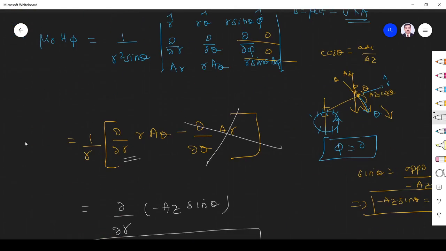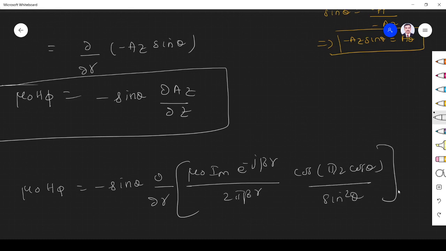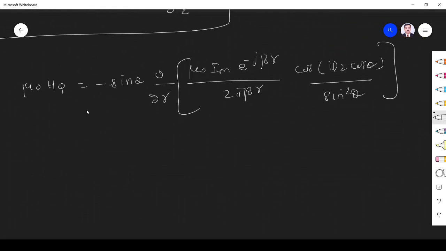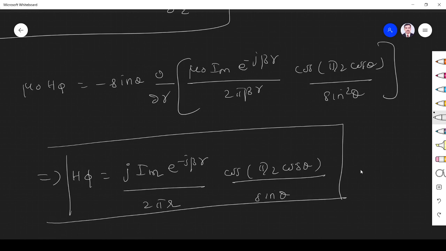Okay, A_z is equal to, I substitute, μ0 Im e^(-jβr) divided by 2πβr, cos(π/2 cos theta) divided by sin² theta, right? So this will give H_phi is equal to j Im e^(-jβr) divided by 2πr, cos(π/2 cos theta) divided by sin theta. This is what our H_phi is. This we have to find.